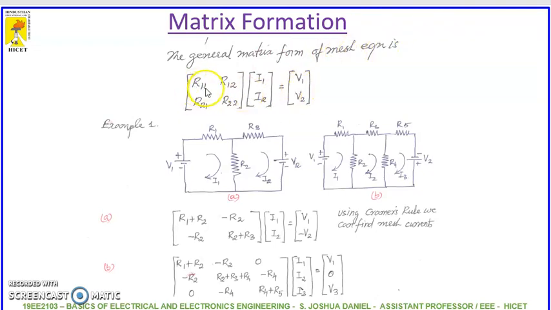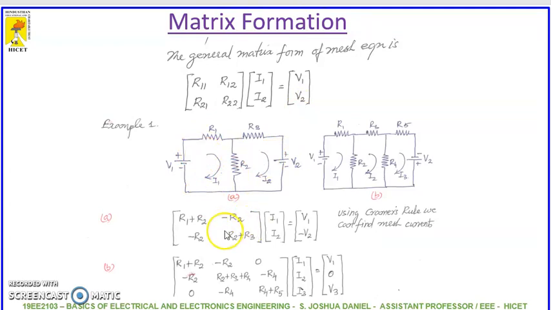So R11 will be the total resistance in loop 1. R12 will be the common resistance between loop 1 and loop 2. R22 will be the total resistance in loop 2. Right? And I1 and I2 are the currents that we need to find out, and V1 and V2 are the voltage sources in that particular loops.